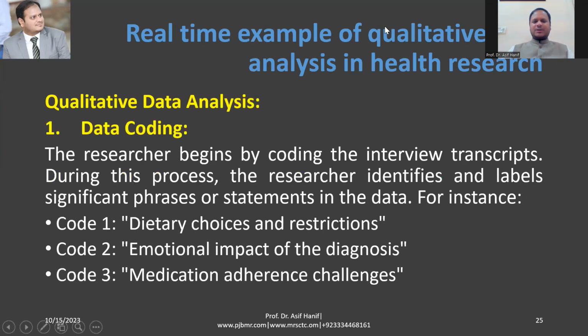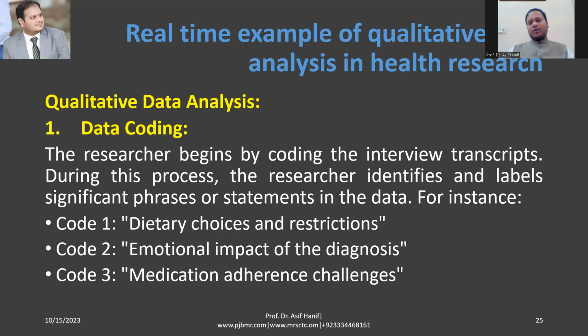So the researcher began by coding the interview transcripts. During this process, the researcher identified and labeled significant phrases or statements in the data. For instance, from 20 people, he gathered all the interviews and made the codes. He coded dietary choices and restrictions. People are telling about their dietary choices and restrictions when they are diagnosed with type 2 diabetes mellitus.